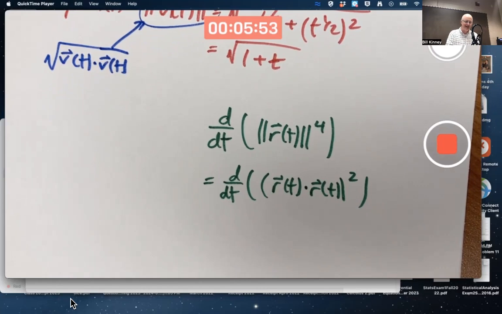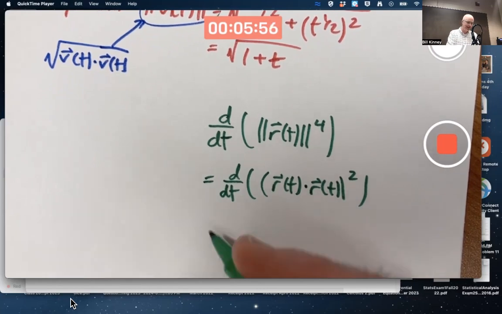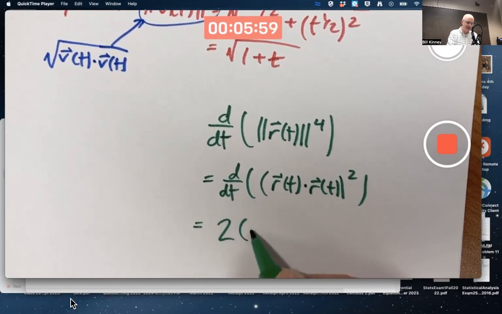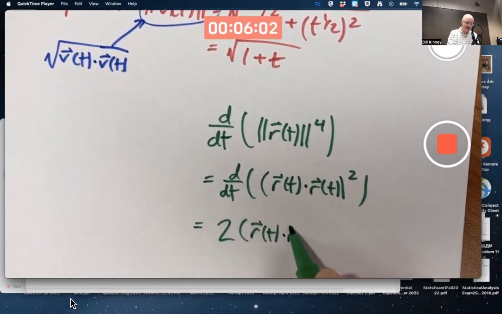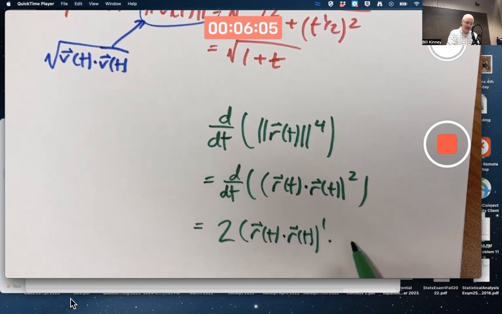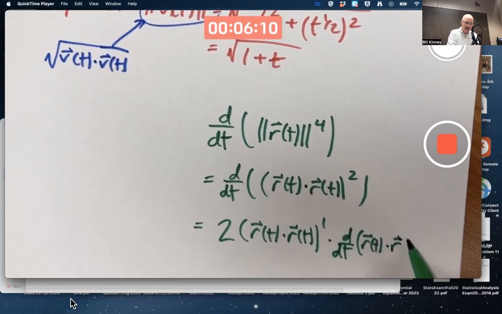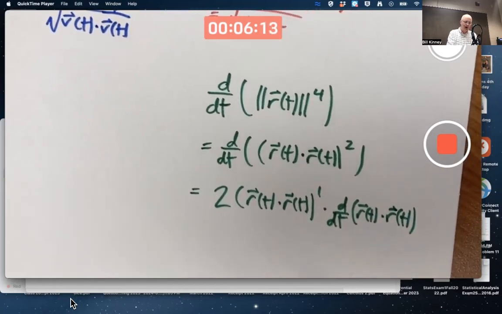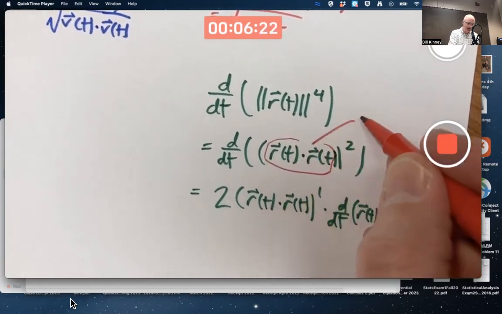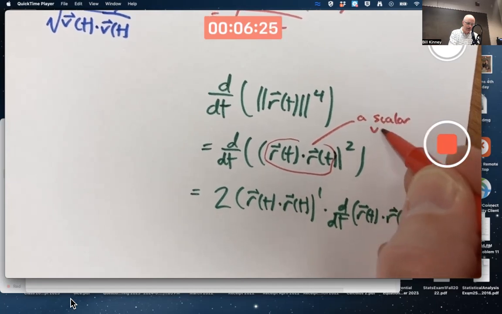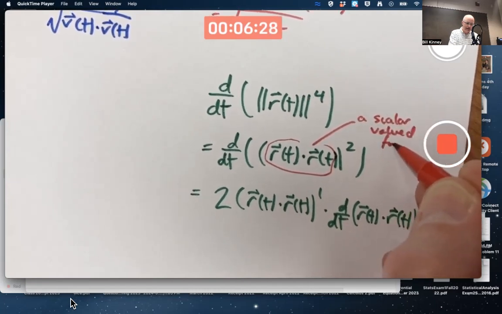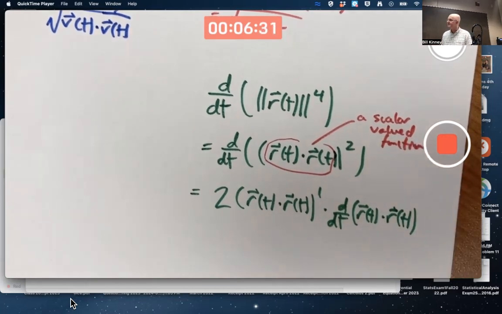And then after that, you need to use the chain rule for derivatives to do this. I brought the 2 down, subtracted 1. That's okay, because this is a scalar valued function right in here. What I just used is the ordinary chain rule from calculus 1, even though I'm using it with vectors and a dot product.